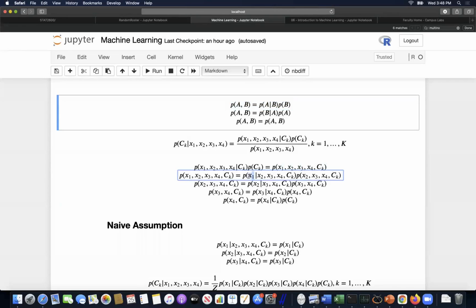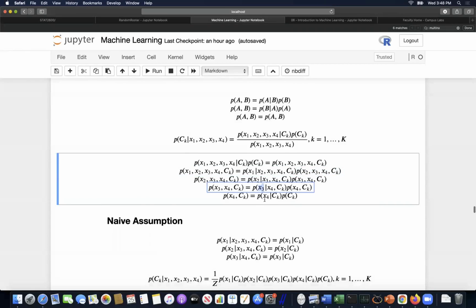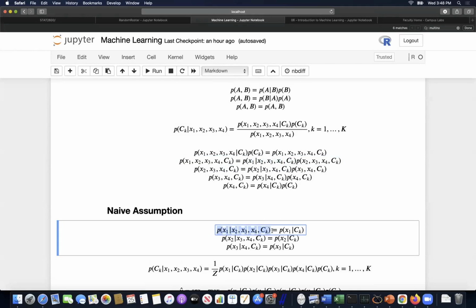Now let's say your A is x1, your B is x2, x3, x4, ck. So you can break it that way. Then you can take a look at this term, copy it here and break it: x2 given the rest. Then the same thing here. And this is where the naive assumption is going to come in. P of x1 given x2, x3, x4, ck. You can just say it doesn't depend on x2, x3, x4. You're just saying that if I know the class, I don't need to know the other coordinates. So this is the naive assumption.